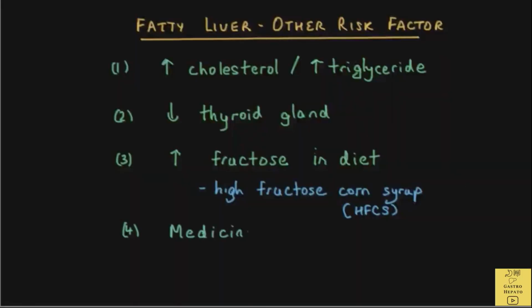Certain medicines like steroids can cause fat accumulation in the liver. There could also be genetic factors. Sometimes several members of the same family suffer from fatty liver. This suggests there could be a genetic factor predisposing a person to fatty liver.